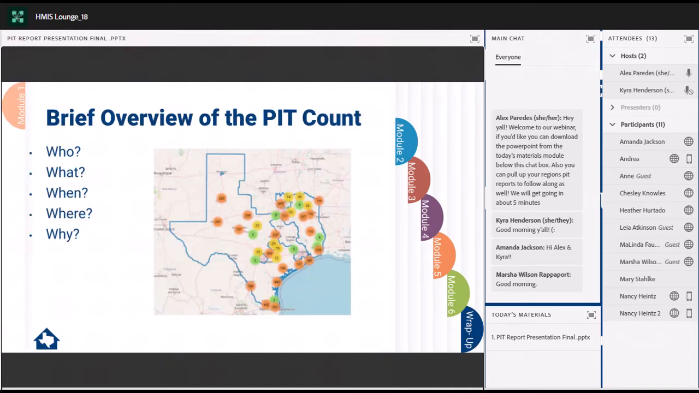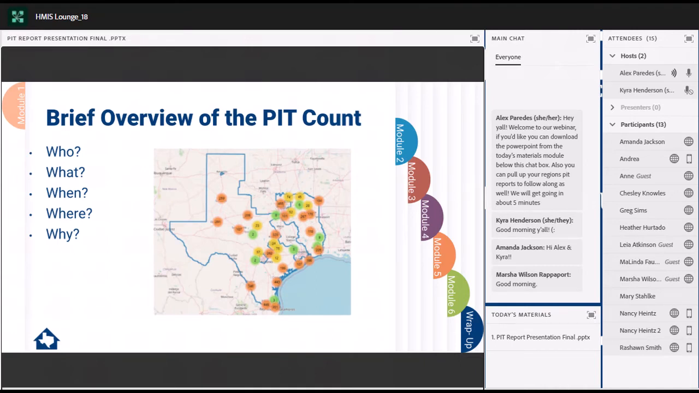All right. So to prime our minds before we dive into this presentation, I want to give us the who, what, when, where, why of the PIT count. So the who is individuals and families residing in unsheltered locations such as cars, parks, streets, sidewalks, and other places not meant for human habitation, as well as individuals and families residing in sheltered locations such as emergency shelters and transitional housing. So the PIT count aims to provide a snapshot of the individuals and families experiencing homelessness within the geographic area over one night. So that's our what. The when is the last 10 nights in January.